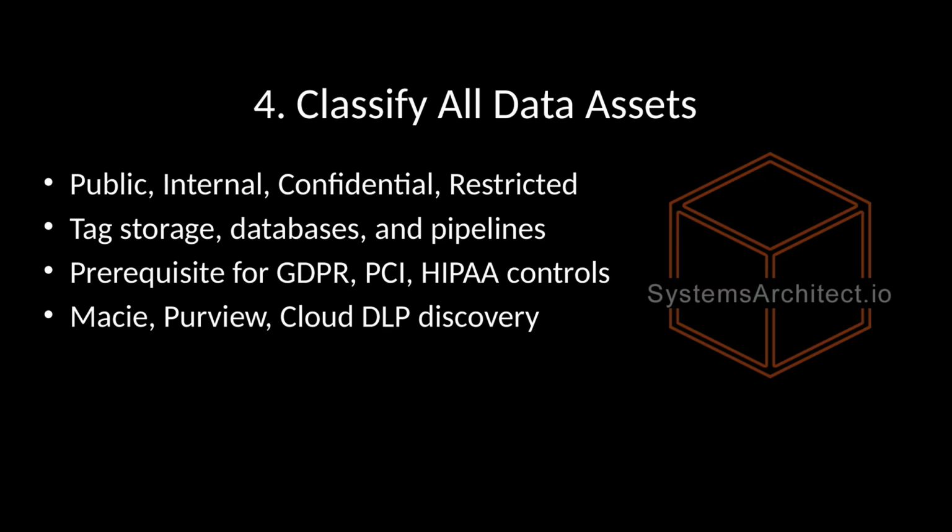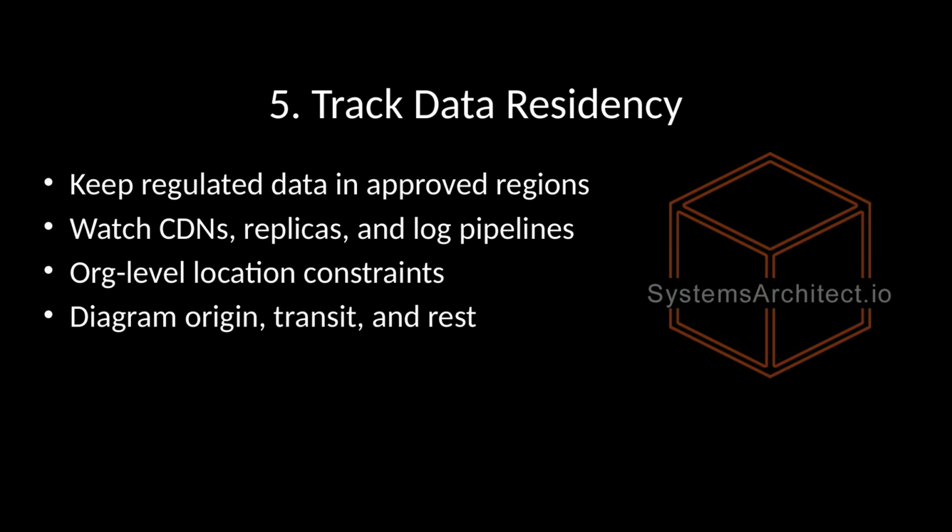On AWS, Macie scans S3 for PII, financial data, and credentials on a schedule and feeds Security Hub. On Azure, Microsoft Purview classifies across Azure and multi-cloud sources with hundreds of sensitive types and lineage views. On GCP, Cloud DLP inspects storage, BigQuery, and Datastore for many info types and reports into Security Command Center.